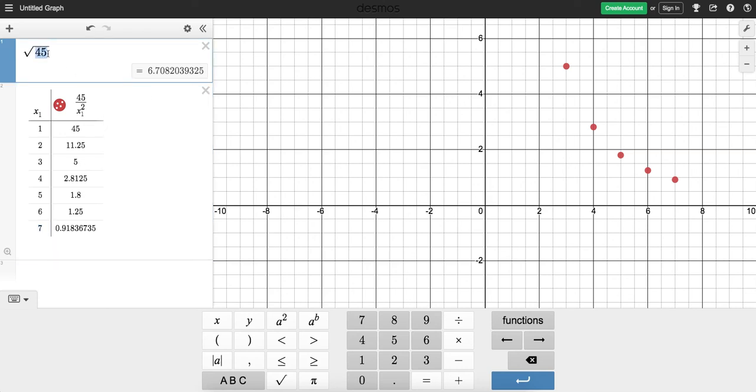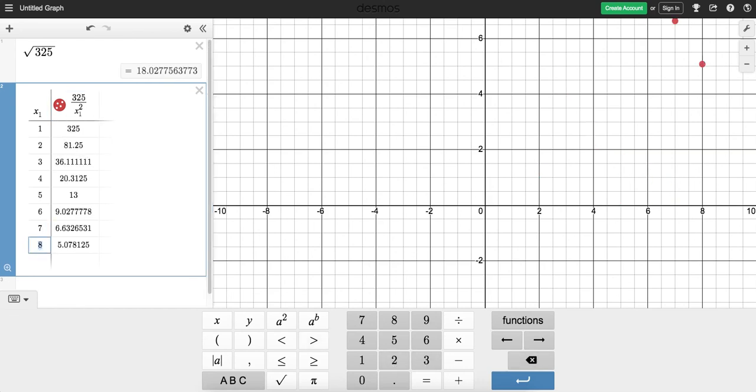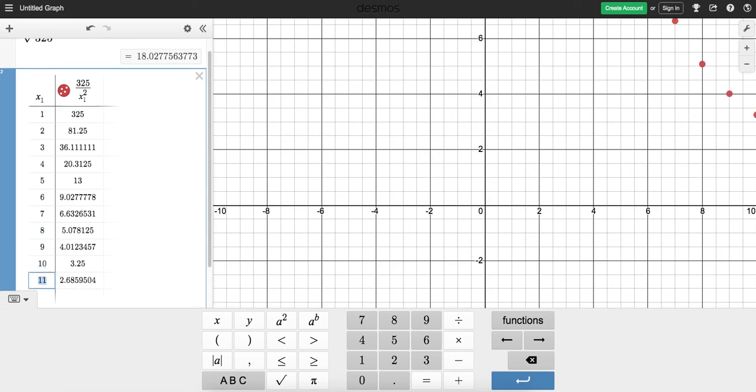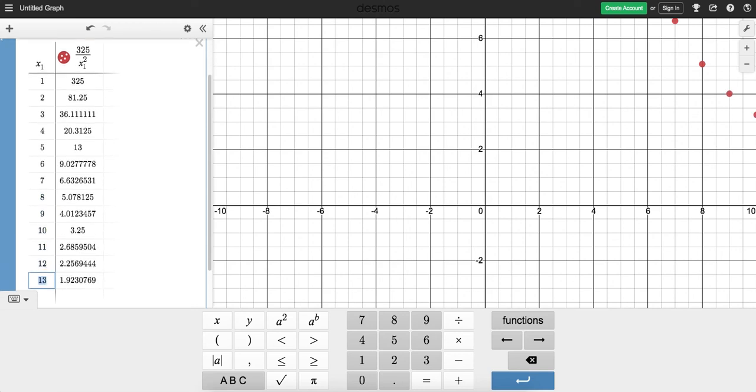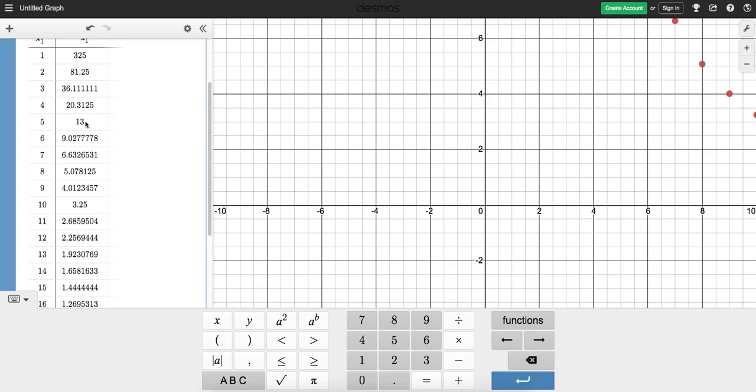All right, I'm going to change this to do another example. Let's do 325. We get 18. We're going to use the same table, but now I want to change the 45 to 325. I could keep going to find that smallest integer. Again, once I get below 1, I'm not going to get an integer here. So the smallest integer in this second column is 13.